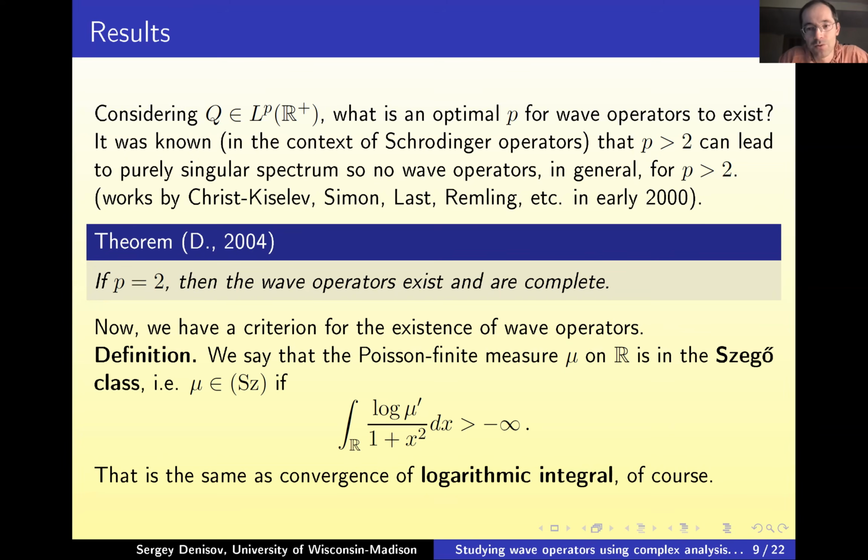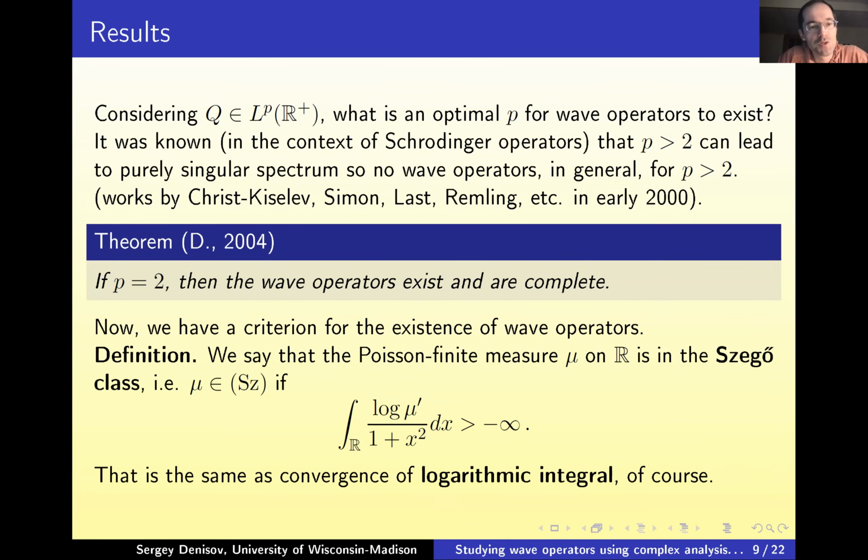But this is a special case. You would want to study some specifics, and so there were many papers. There was a lot of work about 20 years ago, especially in the context of the Schrödinger operator. What people noticed is that if you take P larger than 2, then you might produce purely singular spectrum. The AC spectrum can be destroyed completely, so there is no hope to get wave operators in this situation, because wave operators necessarily imply that there is some AC spectrum. So then what is the borderline case for the existence of wave operators?